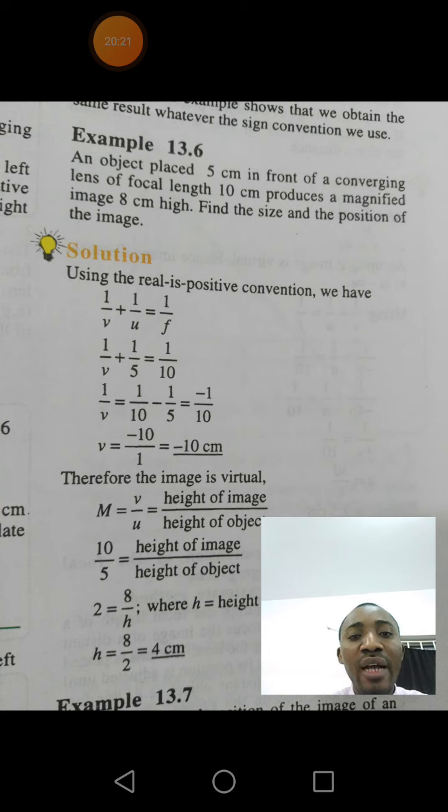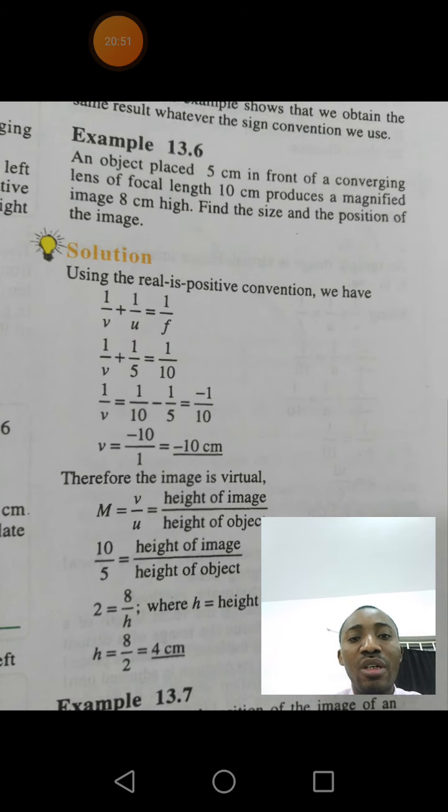Then the image height. Okay, I guess there's a problem with the question here. In the question, it said the lens actually produces a magnified image 8 cm, so they have given us the image height. So what I'm sure they want us to find in that question is the object height, not the image height. So we can come back and find the object height here, and then that will be 4 centimeters. So thank you very much.